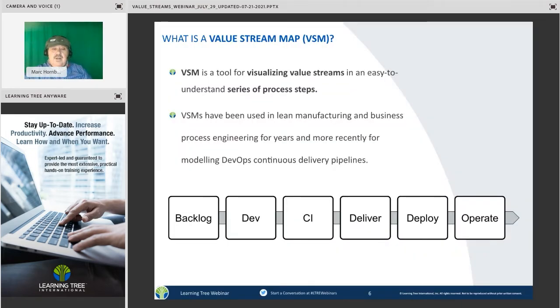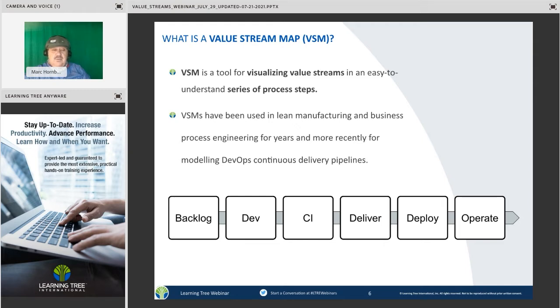So what is a value stream map, a VSM, emphasis on the word map? It's essentially just a simple tool for visualizing value streams. What is a value stream? A value stream is nothing other than a series of steps. Each step is supposed to identify something that's adding value from one state to the end state.